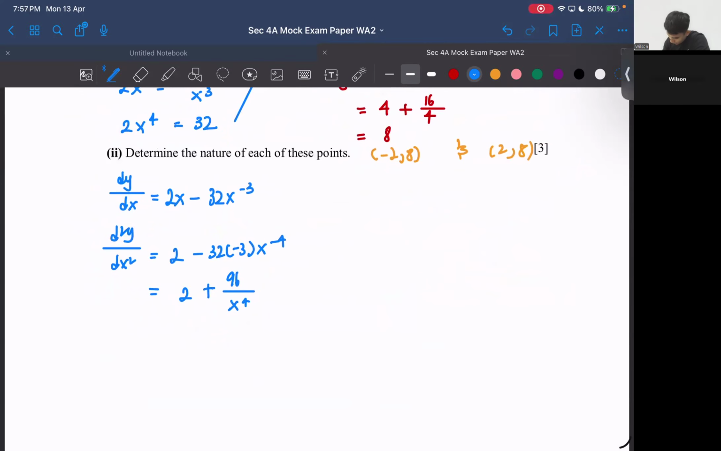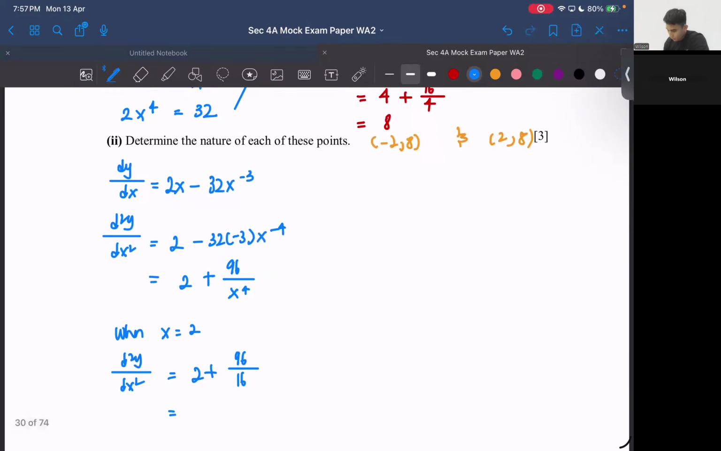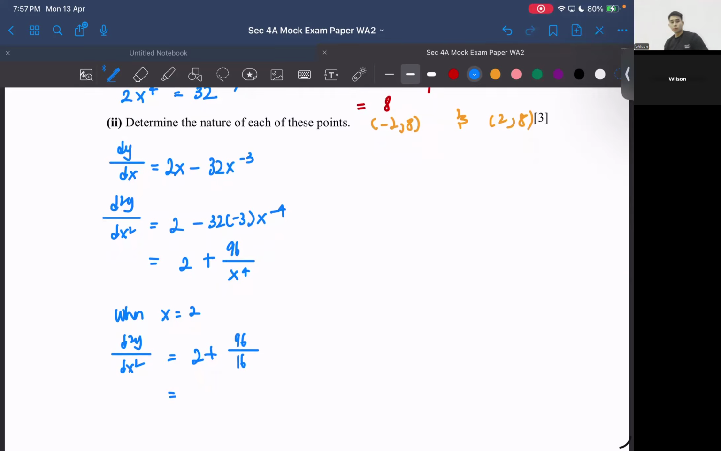So you sub in just the x coordinate, right? When x equals 2, my d square y over dx square is equal to 2 plus 96 over 16, so what do we have? 8. Okay, 8 over here. And when x equals negative 2, d square y over dx square again equals 2 plus 96 over 16, also equal to 8.